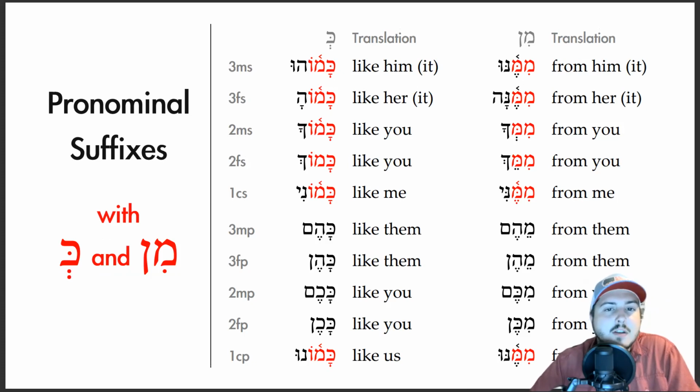Okay, so a key: you actually end up changing the spelling. It's not just a kaf with the pronominal suffix. It's kamo hu. You add in a mem and a holem vav in a lot of these. Why? I'm honestly not exactly sure, but that's how it's spelled. So be aware of these also.